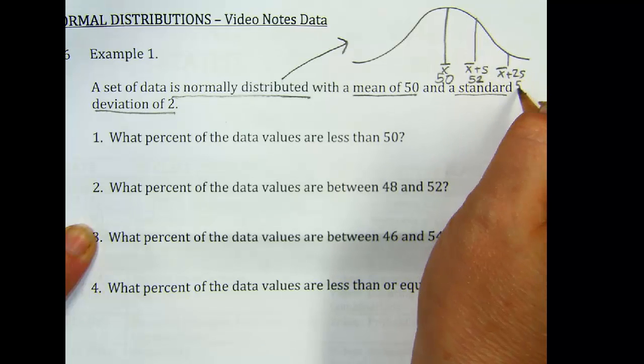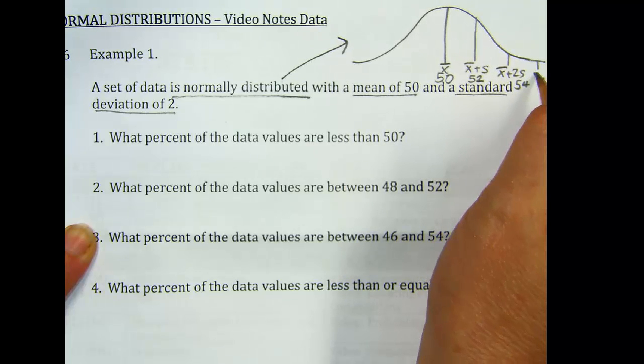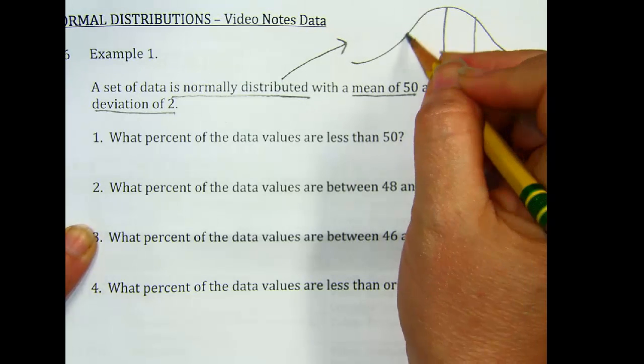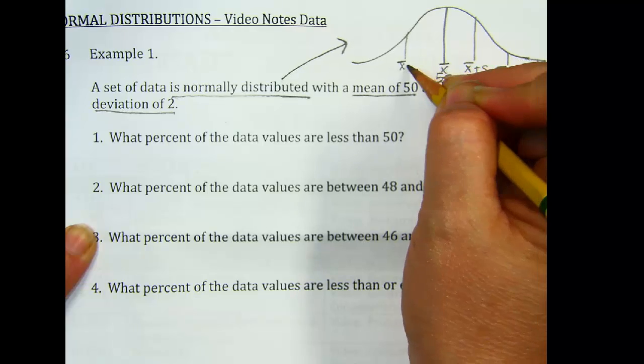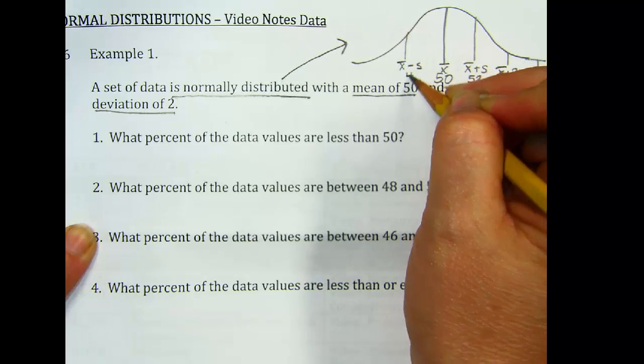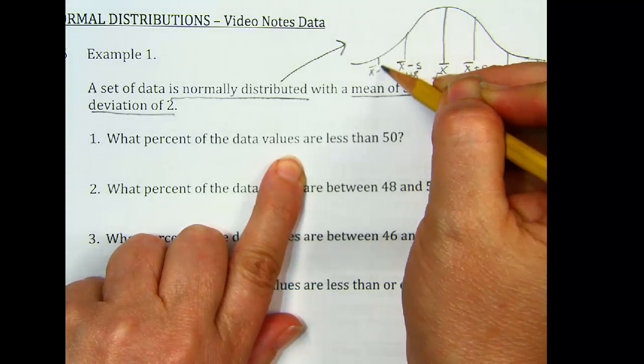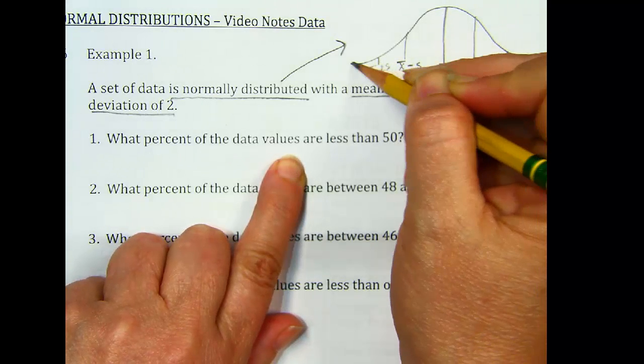So I'm showing x-bar plus 1 standard deviation, plus 2 standard deviations, and the mean plus 3 standard deviations. And then I'm subtracting 1, 2, and 3 standard deviations on the left as well. You don't have to label it like that every time. I do that for you for the first example so that you understand where the numbers are coming from.